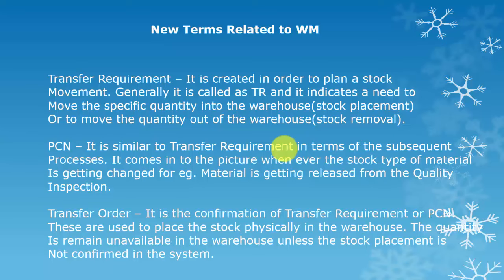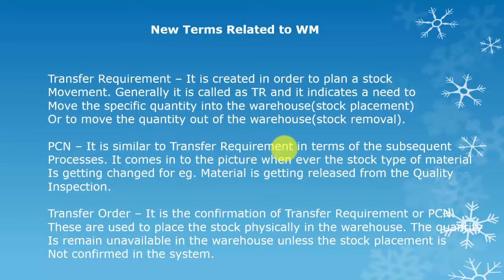Another term you come across in warehouse scenarios or processes is PCN, posting change notice. It is similar to the transfer requirement in terms of the subsequent processes. After a TR we are supposed to create the transfer order, and the same way we have to create a transfer order based on a posting change notice. So either document is required, the TR or the PCN.